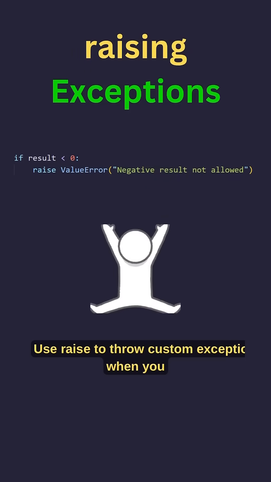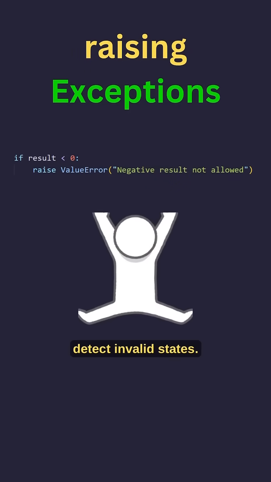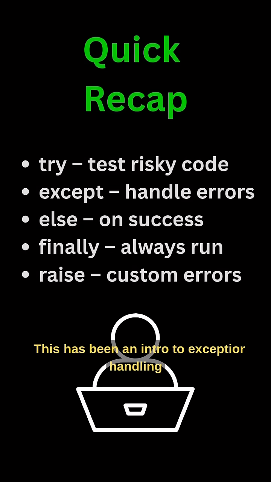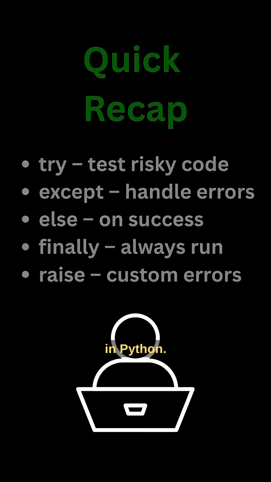Use raise to throw custom exceptions when you detect invalid states. This has been an intro to exception handling in Python.